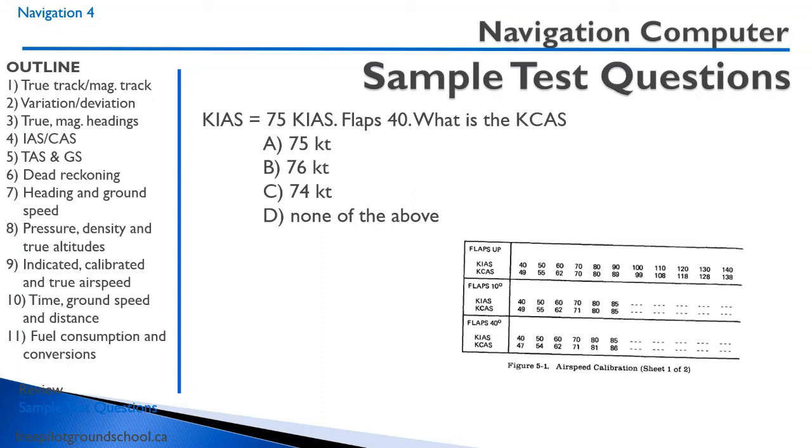Indicated airspeed is 75 knots, flaps 40. So we're looking at flaps 40, 75 knots, and we're halfway in between these. So it adds one knot on, so B, 76 knots.